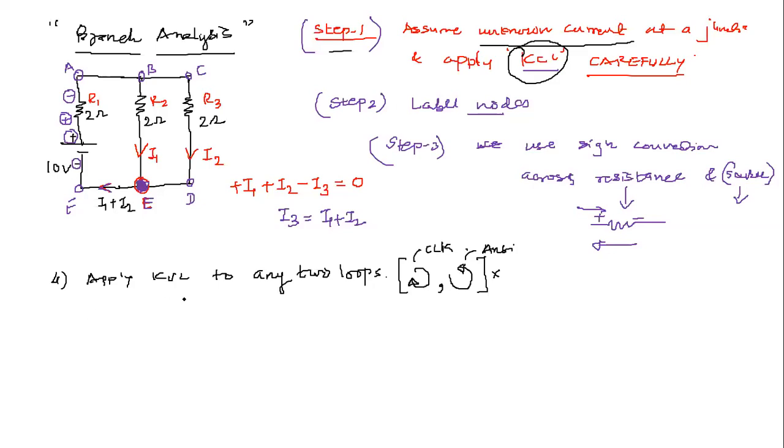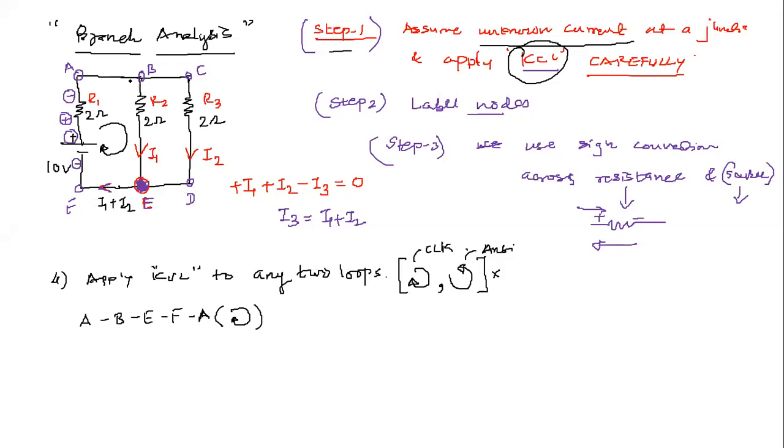So now apply KVL to a loop. Which one? Apply KVL to loop A, B, E, then F, then back to A, right? I'm going for this loop, and I'm going clockwise, right?